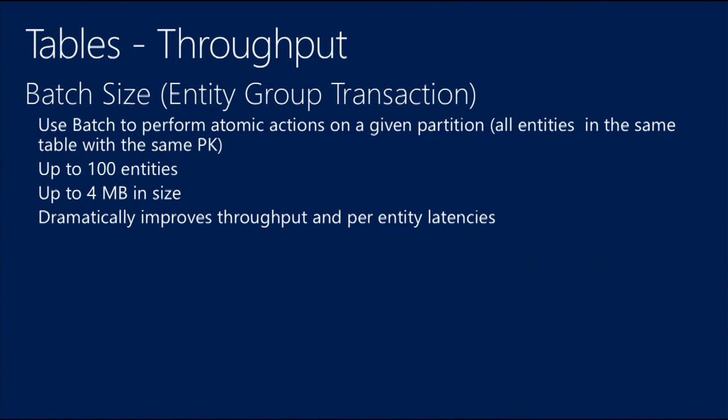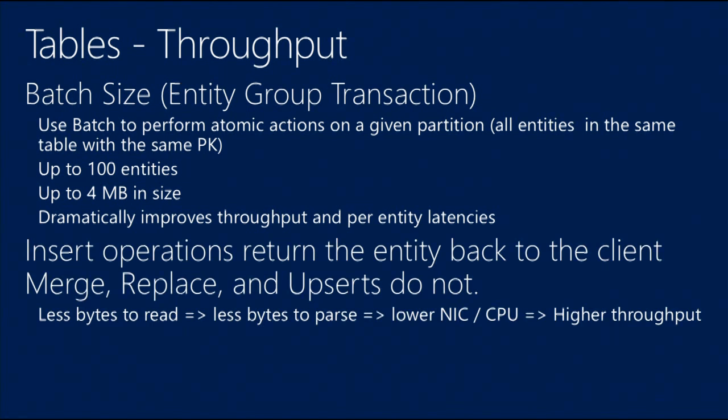All right, so tables. When you're trying to optimize for throughput, batch size is your friend. Batch will perform atomic actions, given that they all have the same partition key. This is really, really nice for various scenarios. On top of that, you can get a higher overall throughput and lower latency per entity by using larger and larger batch sizes. So we'll do an experiment to kind of see what the optimal batch size is in a second. A batch can contain up to 100 entities and can be up to 4 megabytes in size.